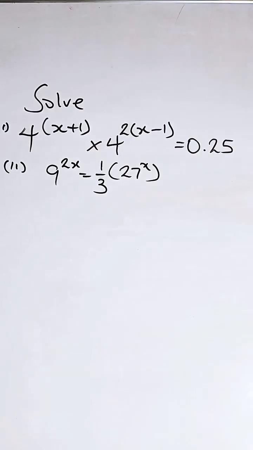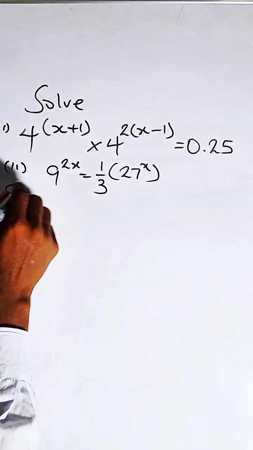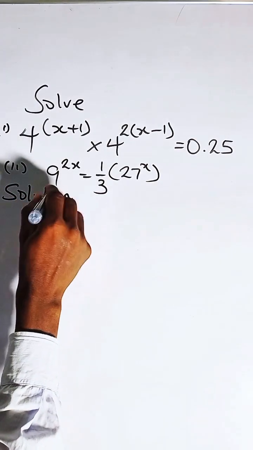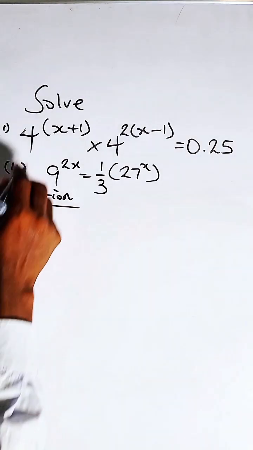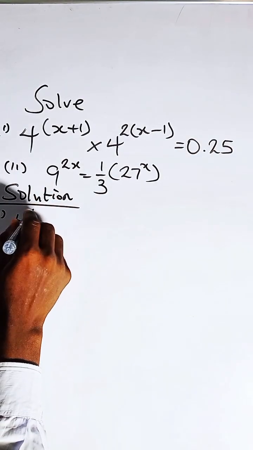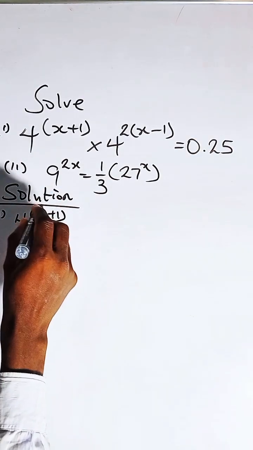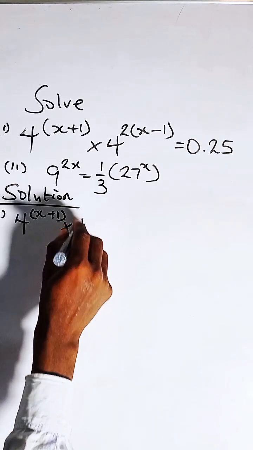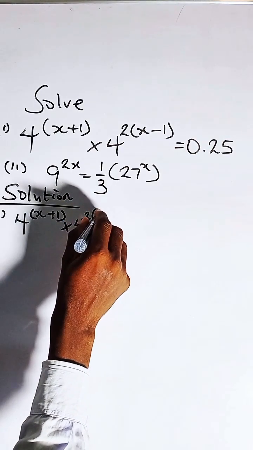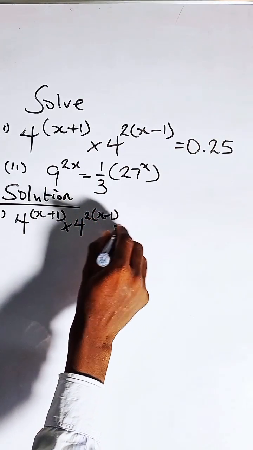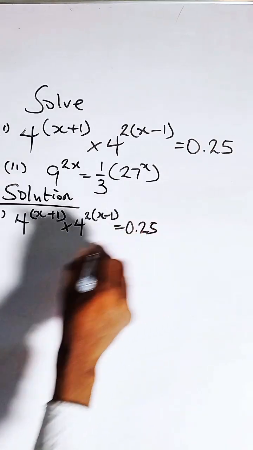The question says solve this equation, so we have to give a set of equations. So how do we do this? Solution. For the first equation we have 4 raised to power x plus 1, times 4 raised to power 2 into x minus 1 equals 0.25.